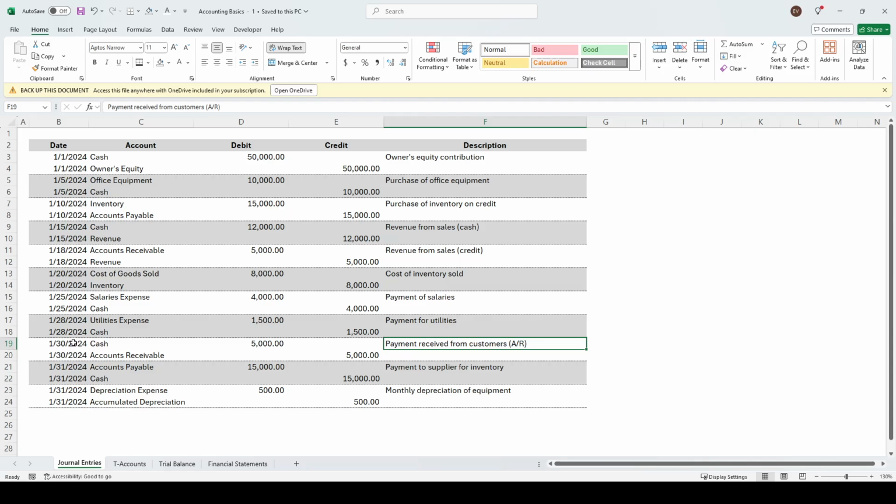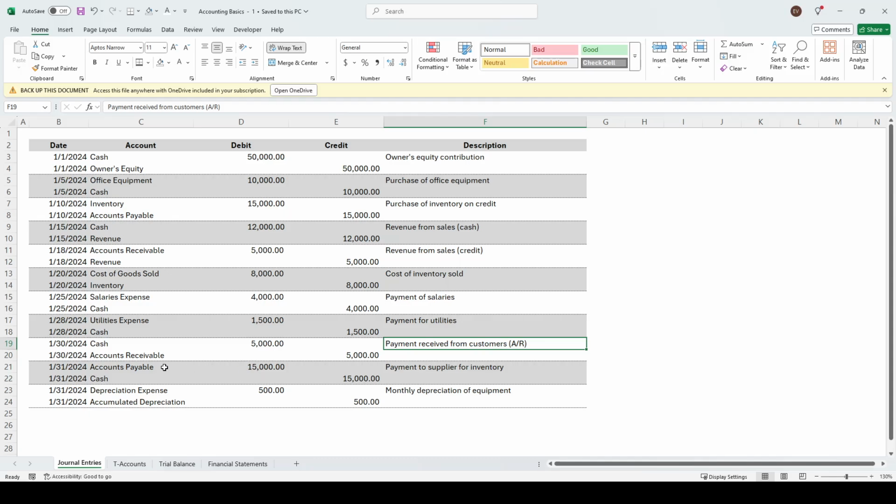So on January 30th, some of the previous customers that purchased products on credit have now submitted payment in cash, and so here we will show a debit of $5,000 in cash to show the increase in cash, and we will credit accounts receivable as this account is decreasing as customers are now paying those balances that they had previously.